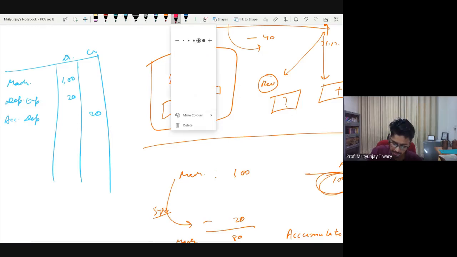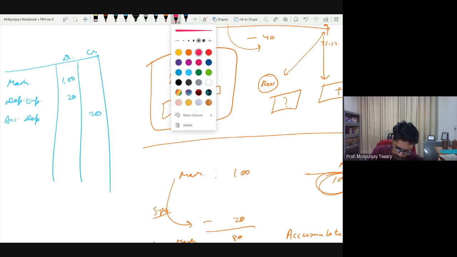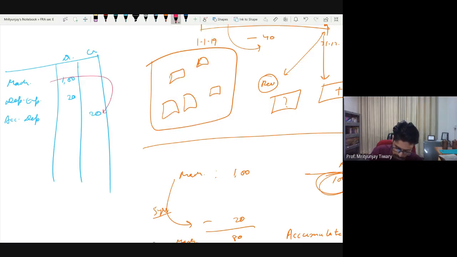Earlier, what was happening? Earlier, these two were getting merged. This one and this one were getting merged, and a net value of 80 was coming here. But now instead of this net value, we will write a total of 100 here and 20 here. Then how will these things get transferred into the income statement and balance sheet? This one is an expense.